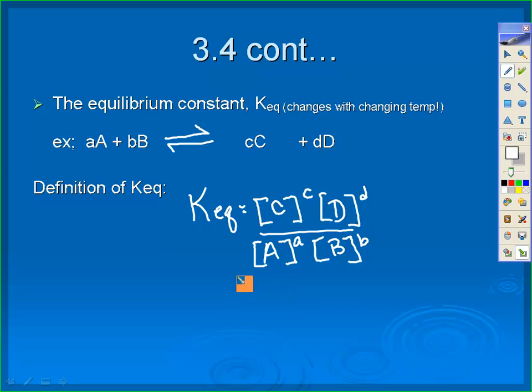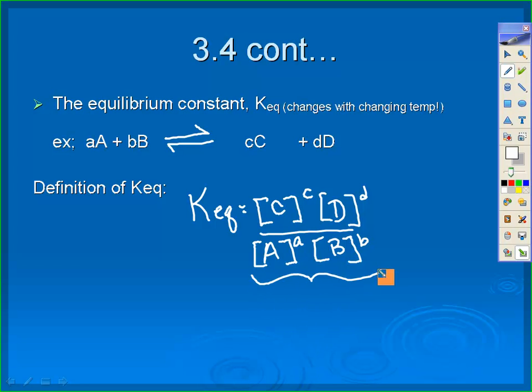Yesterday we left off when the bell rang talking about KEQ and its definition. KEQ is set up to look like this. Just a reminder that those are your products raised to their coefficient powers. So C to its coefficient power and D. And if you had more products, you would include those as well, all multiplied together. And we're going to, in the denominator, have the reactants.